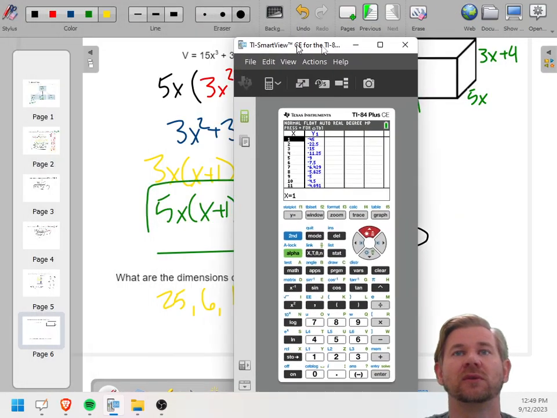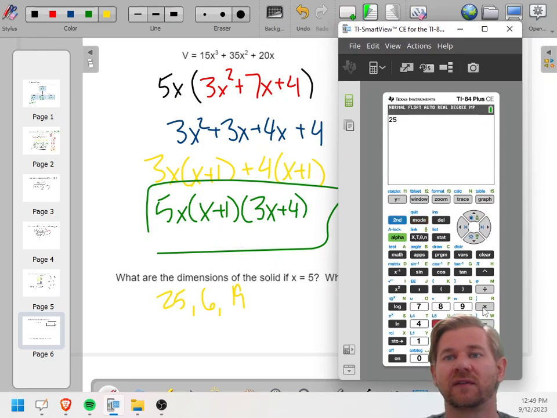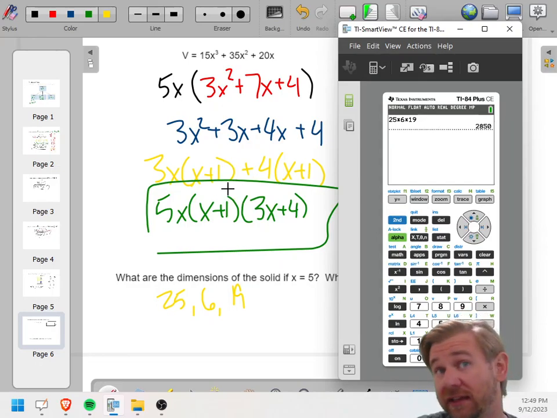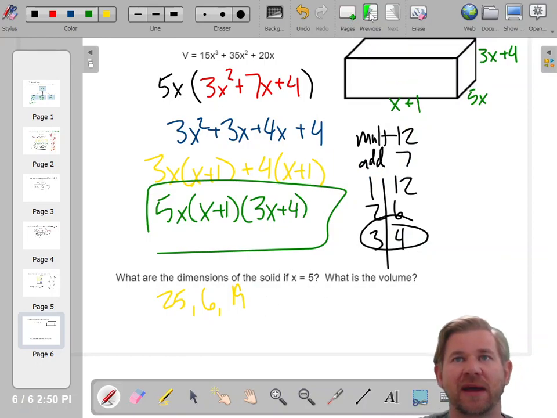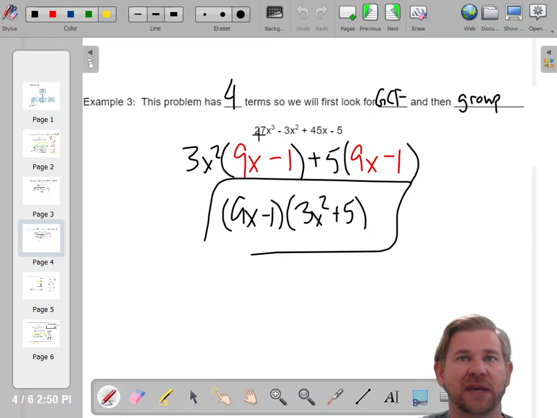So to find the volume, you would do length times width times height, which is 25 times 6 times 19, and you get 2850. The way you can check this, if you did all of that right, plug in 5 right here. 15 times 5 cubed plus 35 times 5 squared plus 20 times 5. And if I get 2,850, I know I had the factored form right, and I got the volume right. Sweet, 2,850. I know I did it right, okay? So you can do that with any factoring. If you just pick an x and plug it in to see if it works, it will work. If you pick an x right here and you plug it in and you get the same thing right here, you know you did it right, okay?